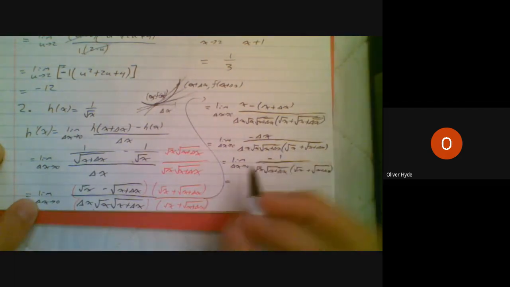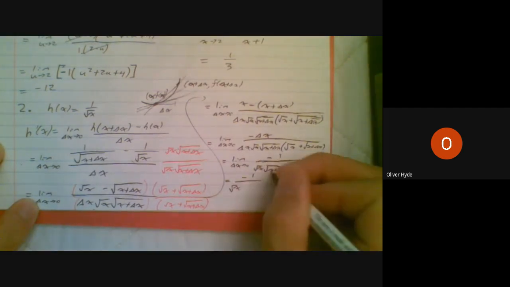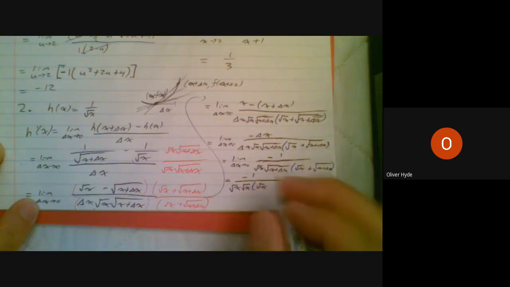Let's see what happens as delta x approaches 0. My numerator remains constant at -1. Root x stays root x. Root x plus delta x approaches root x. Root x remains root x. Root x plus delta x approaches root x. Root x times root x is x. Root x plus root x is 2 root x.